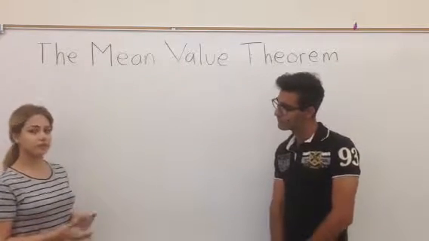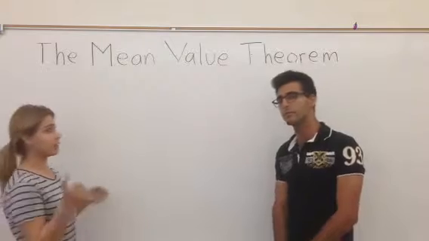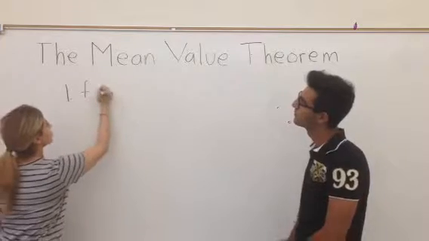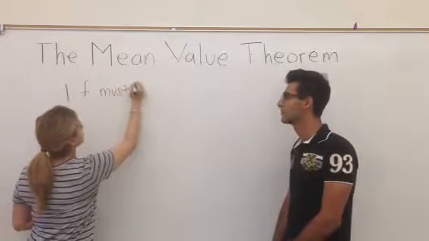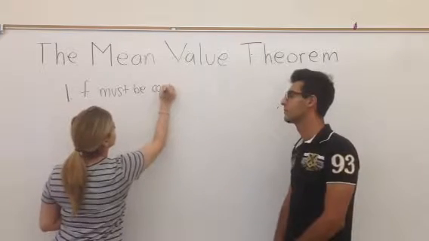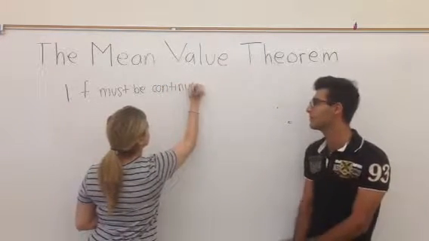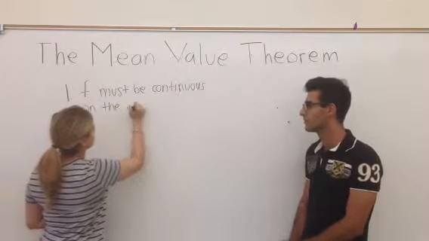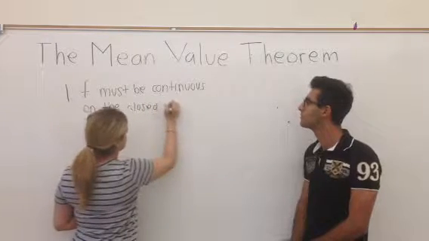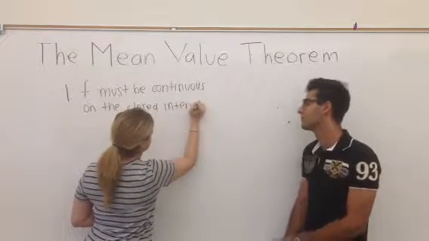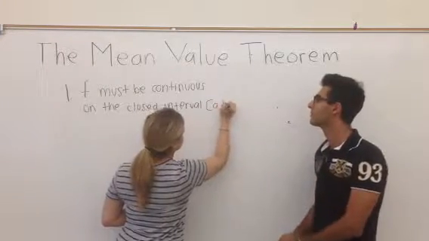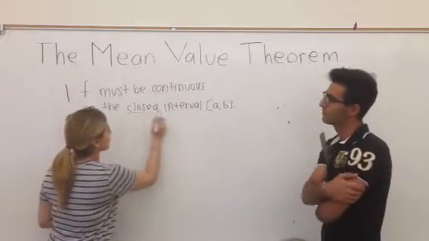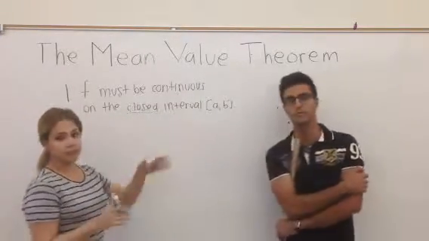Let's suppose f is a function that satisfies the two following hypotheses. Our first condition in the mean value theorem says that our function f must be continuous on the closed interval a, b. I'm just going to underline closed because all that means is that in our interval, a and b must be included.